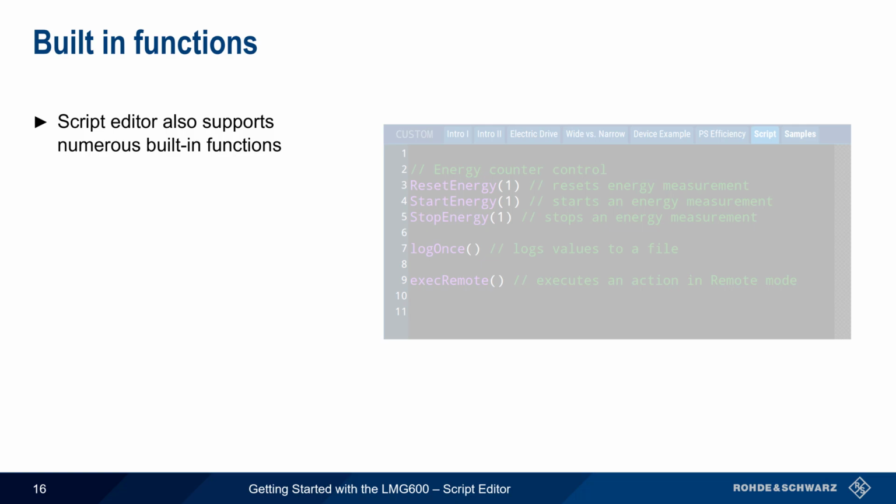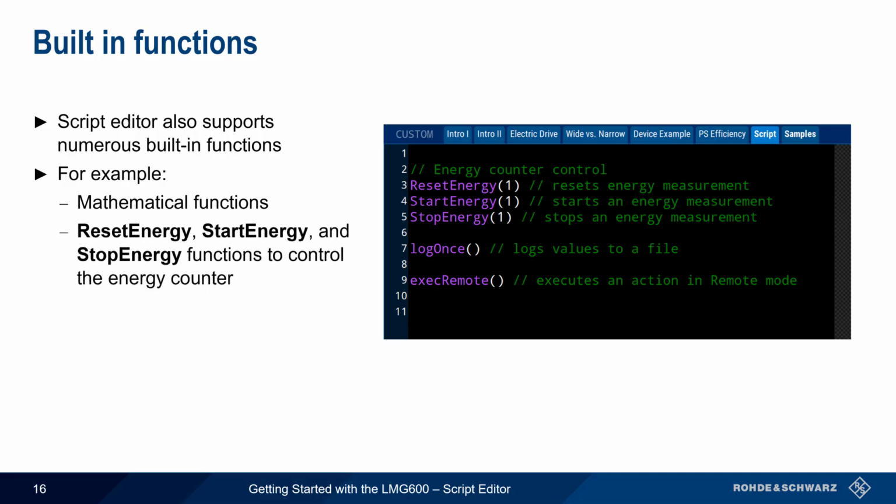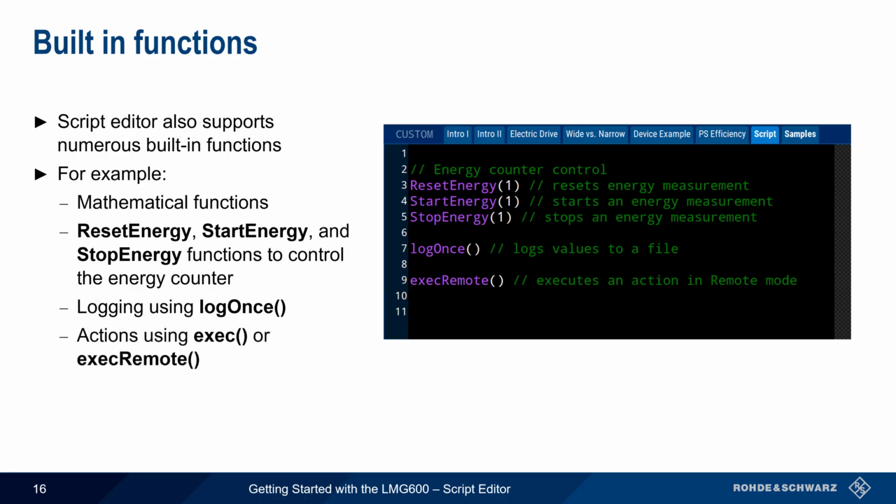Script Editor also supports various built-in functions. In addition to mathematical functions, such as sine, log, max, min, etc., special functions exist for starting, stopping, and resetting the energy counter, logging values, executing configured actions, such as taking a screenshot, and setting the state of pins in the GPIO and PSI interfaces. We won't go into these functions in detail here, so please see the separate presentations on each of these topics to learn more about how to configure and use them.